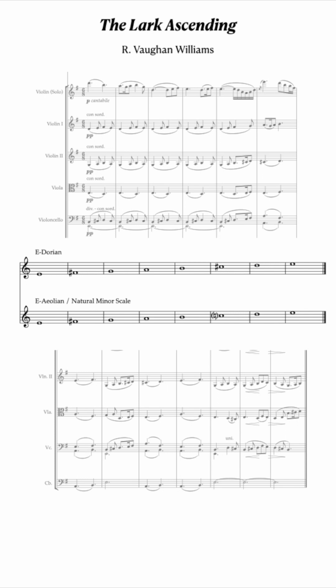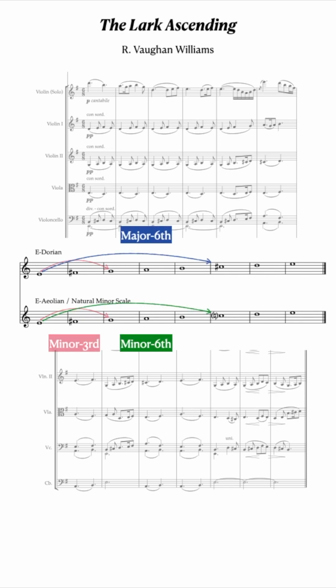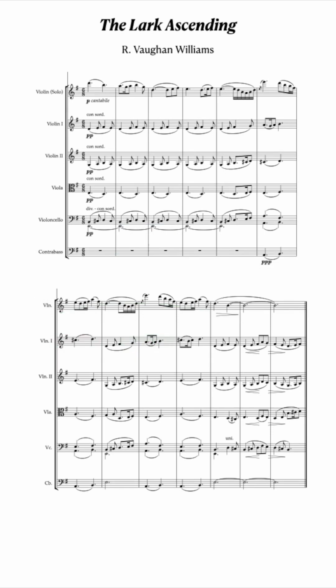of modality. E Dorian is a minor mode, for instance, as it boasts a minor third above the root of its scale. However, in comparison to the natural minor scale, or the Aeolian scale, Dorian has a major sixth, making it slightly brighter. In The Lark Ascending, the Dorian flavour is underpinned, as I said, by the E pedal point.